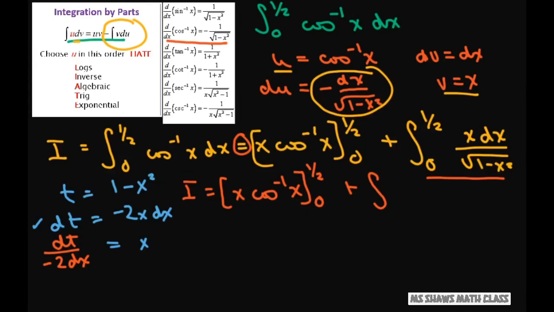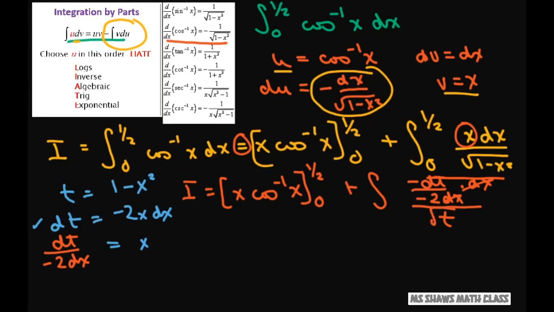This part here is x dx. So x dx is negative dt divided by negative 2. Then you have the dx here, so that those two will cancel. Divided by t. And you've got to put the square root there.